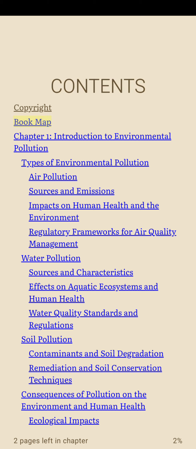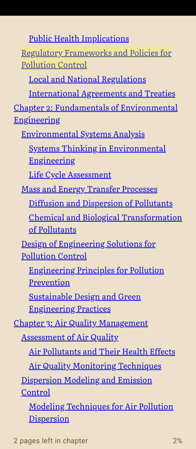Contents. Copyright. Book Map. Chapter 1. Introduction to Environmental Pollution. Types of Environmental Pollution. Air Pollution. Sources and Emissions. Impacts on Human Health and the Environment. Regulatory Frameworks for Air Quality Management. Water Pollution. Sources and Characteristics. Effects on Aquatic Ecosystems and Human Health. Water Quality Standards and Regulations. Soil Pollution. Contaminants and Soil Degradation. Remediation and Soil Conservation Techniques. Consequences of Pollution on the Environment and Human Health. Ecological Impacts. Public Health Implications. Regulatory Frameworks and Policies for Pollution Control. Local and National Regulations. International Agreements and Treaties.